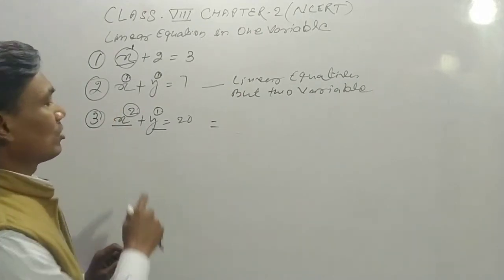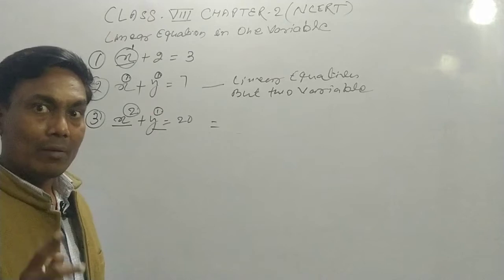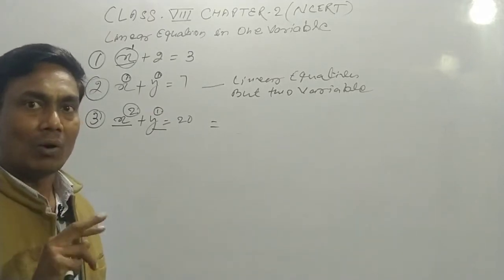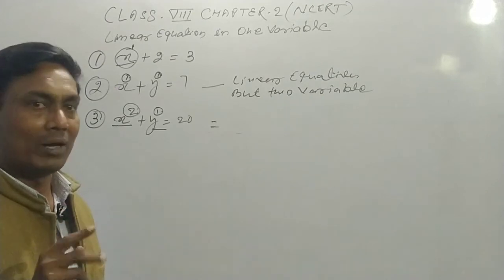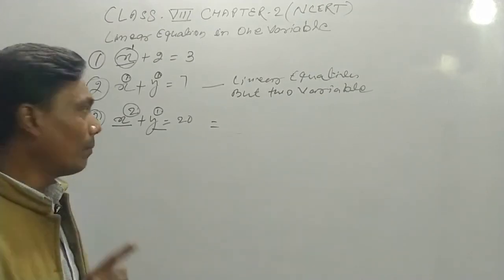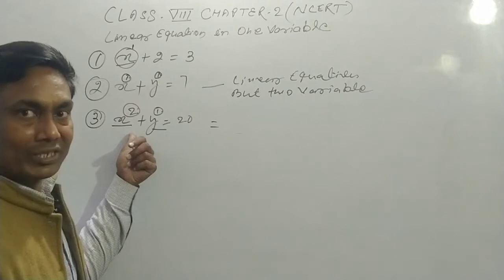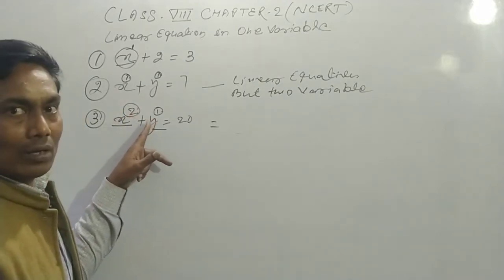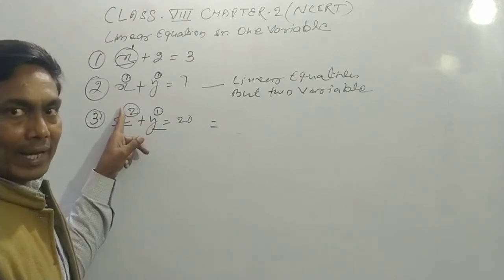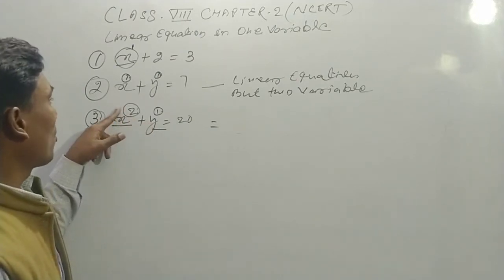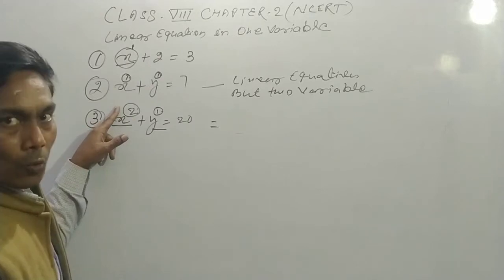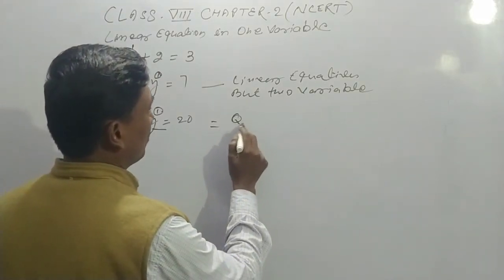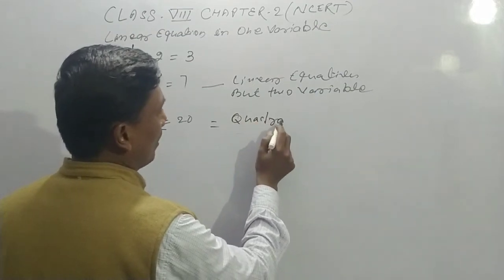Then this equation is a two variable equation but not a linear equation, because in a linear equation the highest power of exponent of the variable will always be 1. But in this equation, the highest power of exponent is greater than 1. Here the highest power of exponent is 2. Then this equation is called a quadratic equation.